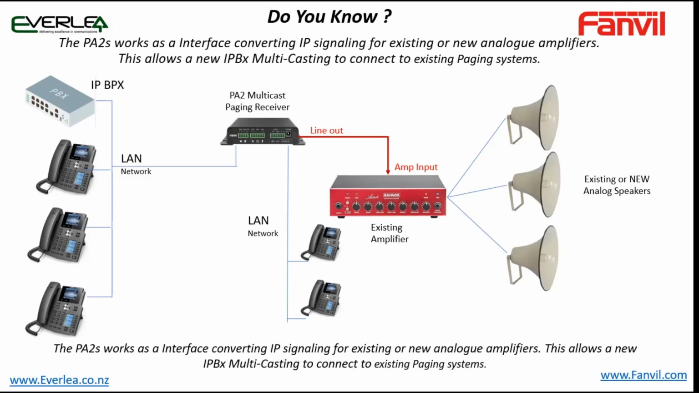Just an extra note. Most new IP phone systems have the ability to send out multicast paging. The Fanvil PA2 will receive this multicast page and convert it to an audio output the amplifier can use. This allows the option of enabling paging through the existing paging system, and any of the new IP phones, IP speakers or IP intercoms you install. If you have any questions on this setup, please contact the team at Everlea Group Limited.